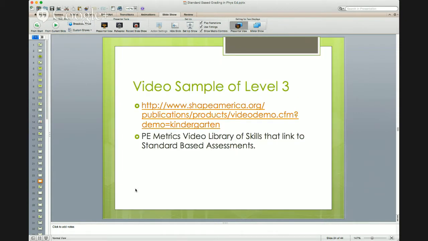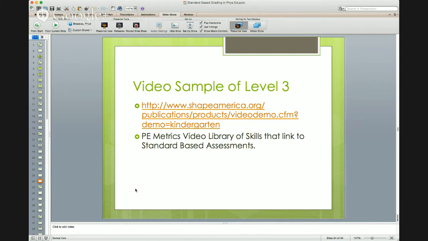I'd love to show you this link. If you haven't known about this, PE Metrics is a great video library of skills they have. PE Metrics is the book put out by SHAPE America, and it's a standard-based assessment, so it's a great book. And the cool thing is online they have videos of how kids can do each skill and what the different rubric levels would look like.